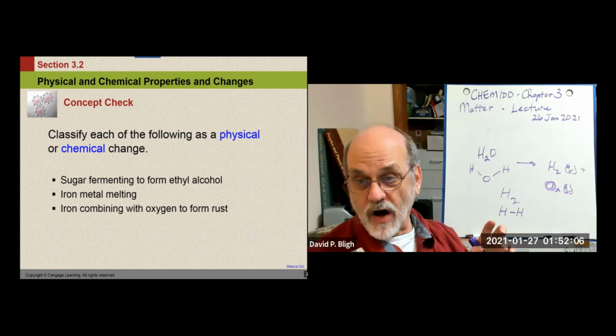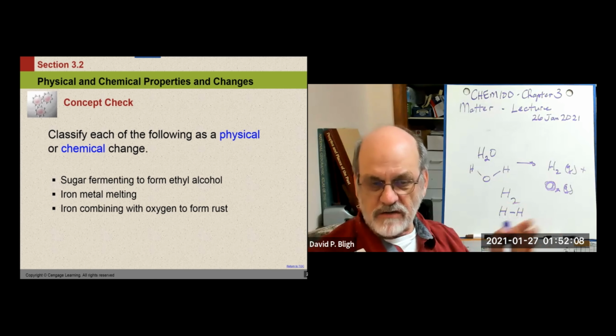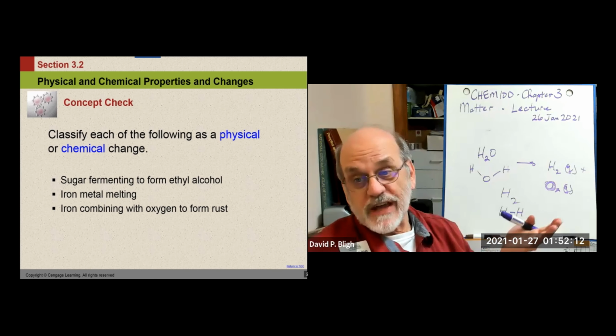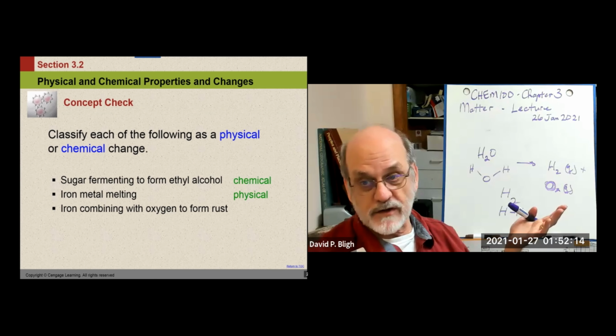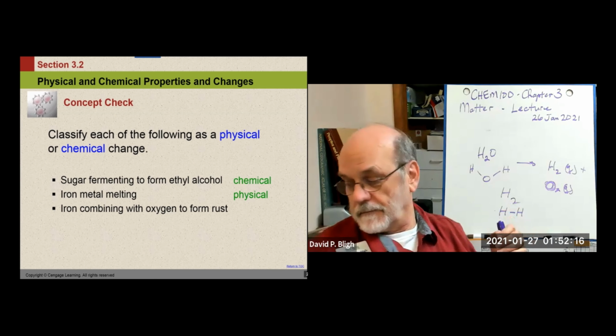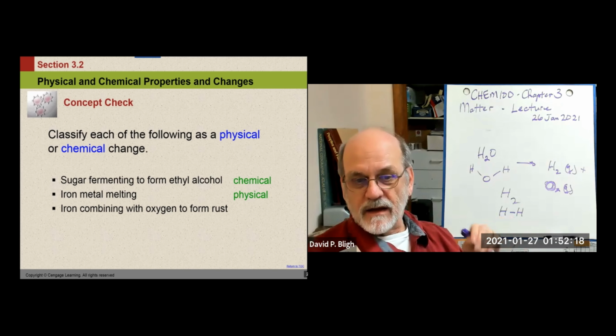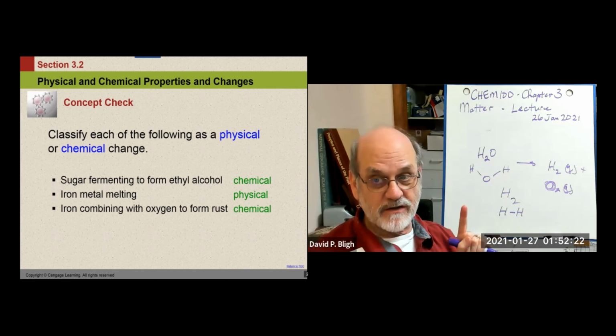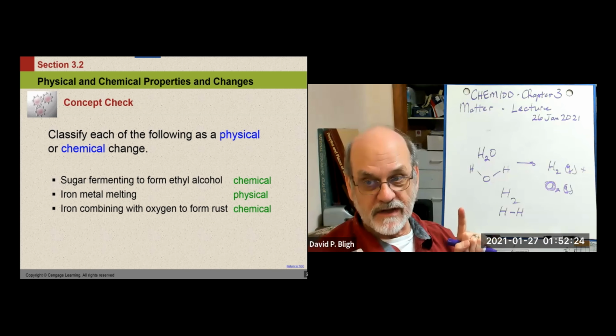Fermenting to ethyl alcohol, that's a chemical change. If we melt iron, we're just changing its state from solid to liquid. That's a physical change. Combining iron with oxygen to form rust, that's definitely a chemical change. You're forming bonds there.